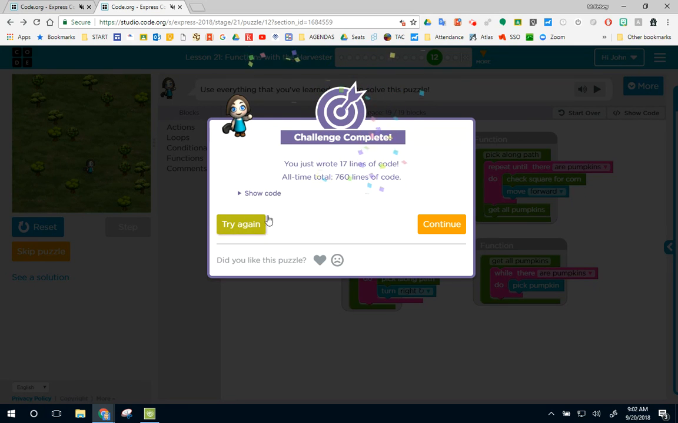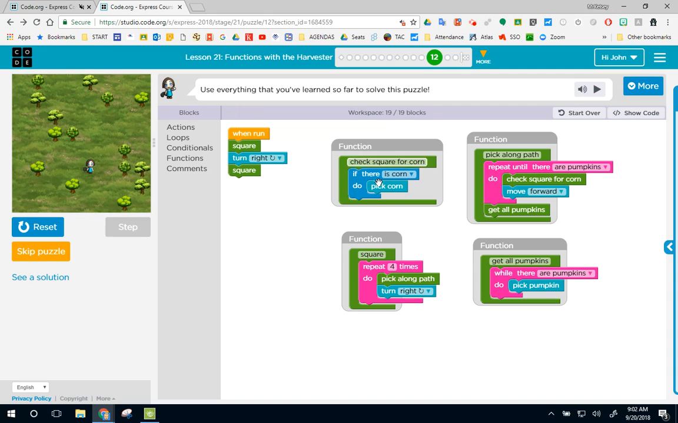So it's a little bit challenging, but really if you get in there and see how the functions interact with each other, you'll be able to figure it out.